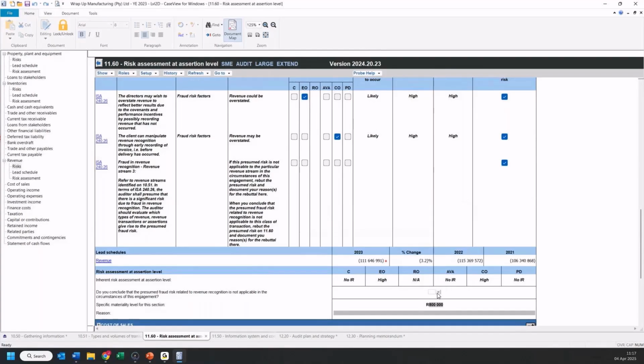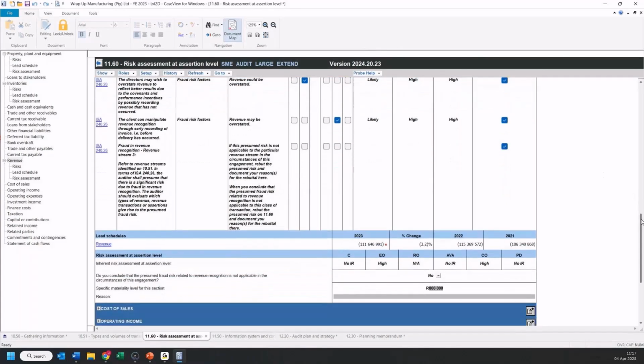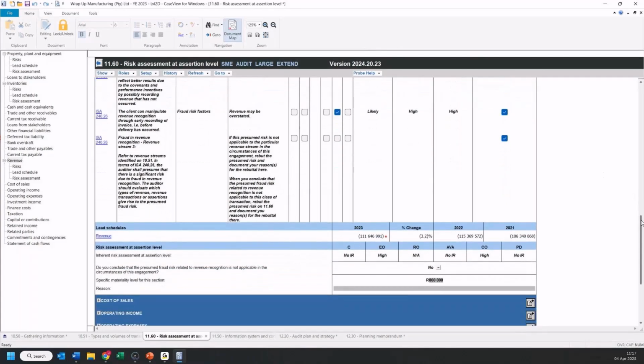Now the question then, do you conclude that the presumed fraud risk related to revenue recognition is not applicable? So obviously we're not concluding that because we have recorded risks. So that's not the case. We're not rebutting it. But if I had to be rebutting it, I would have the opportunity to document it here. Then there's the specific materiality. Perhaps we chose not to change that.